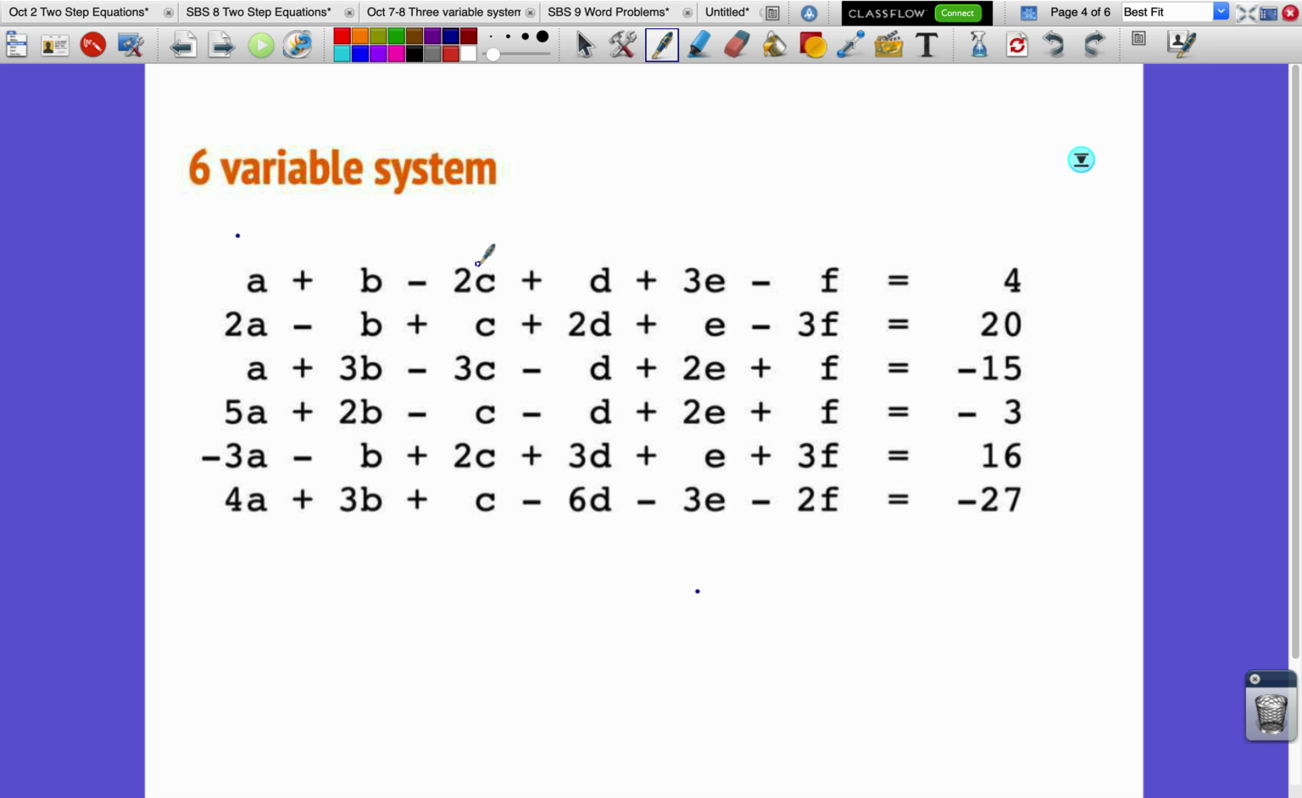So we have 1, 2, 3, 4, 5, 6 variables. So we need 6 equations, 1, 2, 3, 4, 5, 6. So this should be solvable.